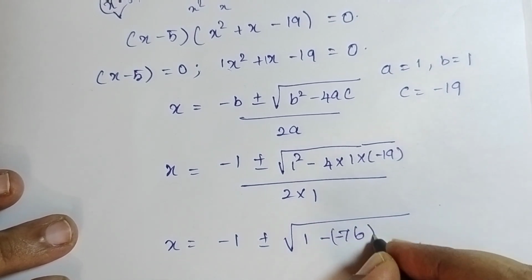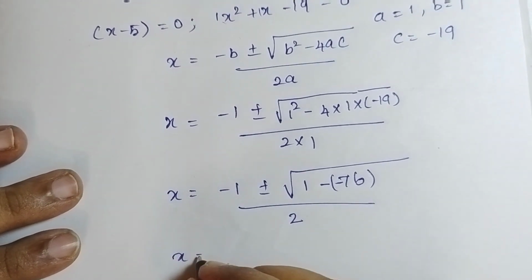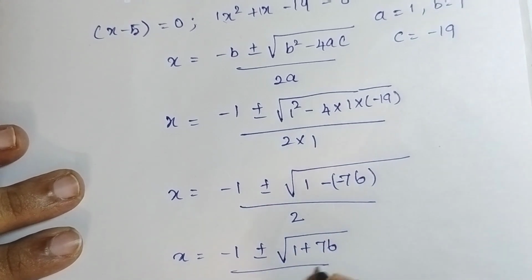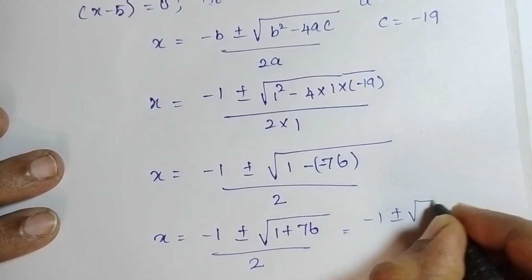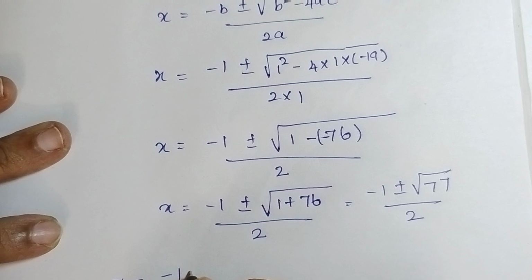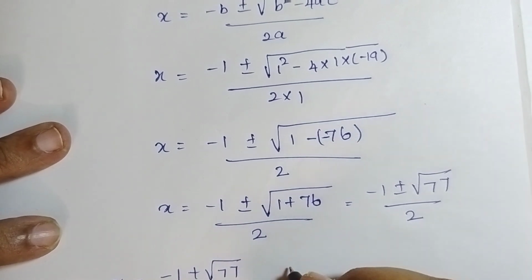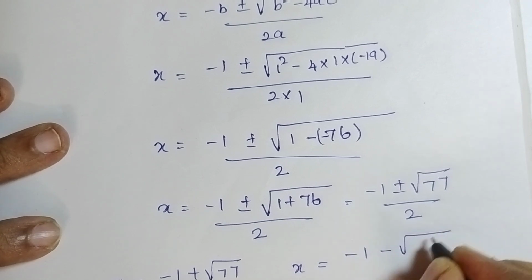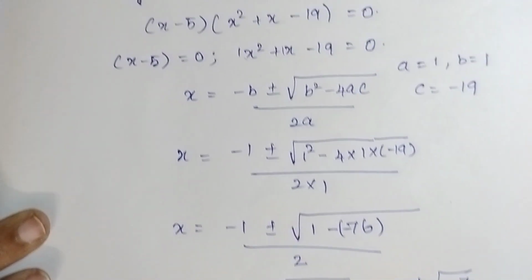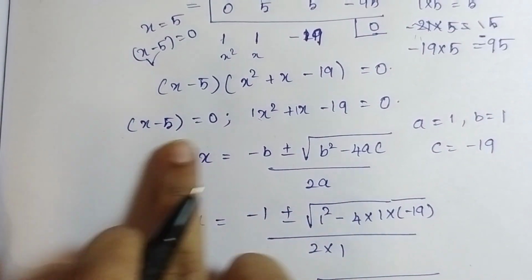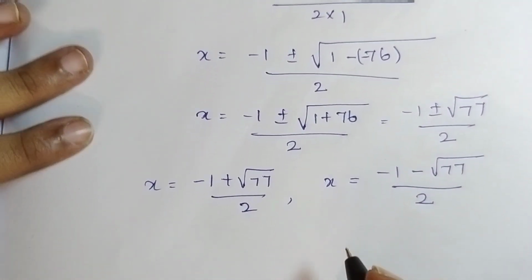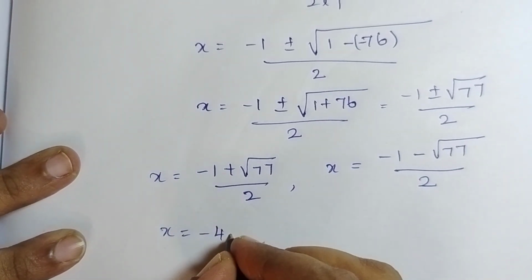So minus minus 76, divided by 2. Therefore x is equal to minus 1 plus or minus the root of 1 plus 76, divided by 2, which is equal to minus 1 plus or minus root of 77 divided by 2. From this I am able to find x value as minus 1 plus root 77 by 2 and x value as minus 1 minus root 77 by 2. Okay, now I get the values for these x's, and we also found values here, right? From this I can find x is equal to 5, and from this x is equal to minus 4. So x is equal to minus 4 and 5.